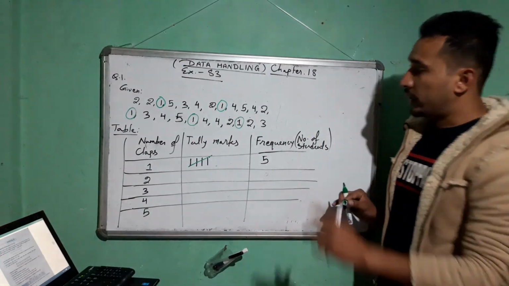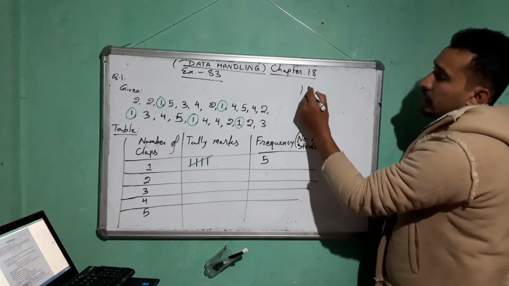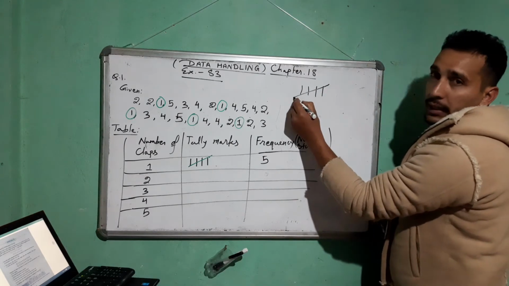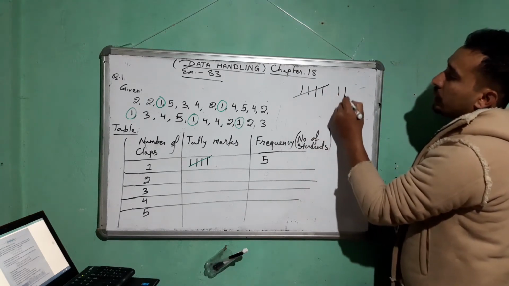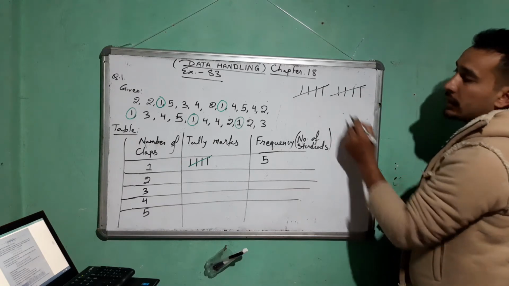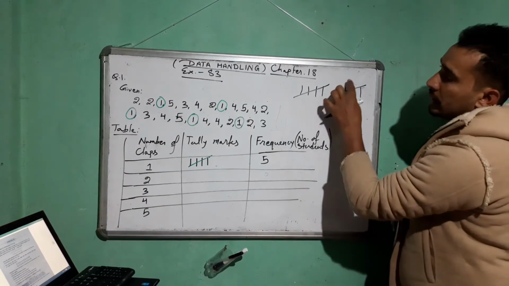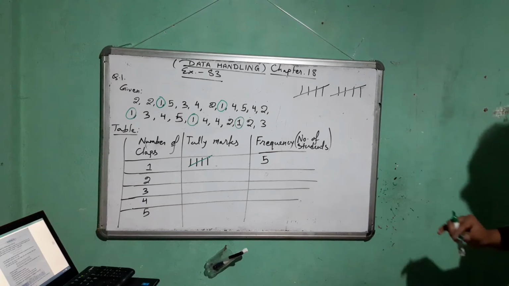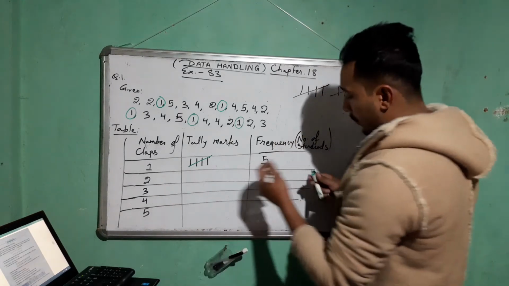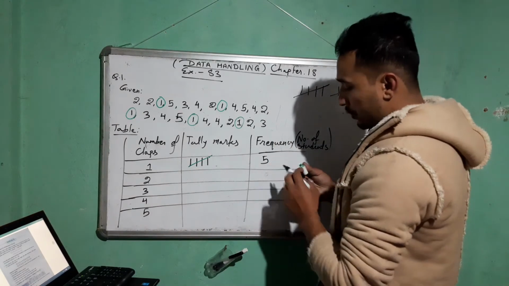So remember this. 1, 2, 3, 4, 5 will be like this. Another 1, 2, 3, 4, 5 will come like this. The fifth line will be tilted like this, a slash. Next, 2 claps. You count 2 claps.